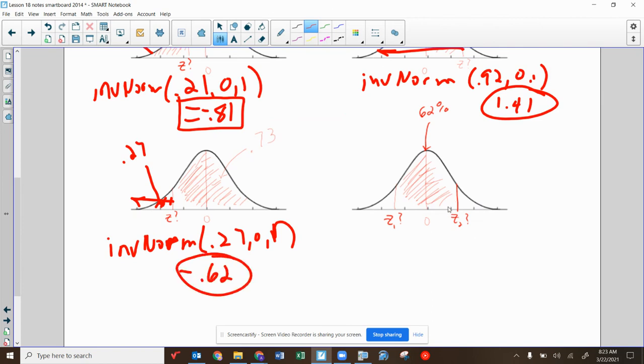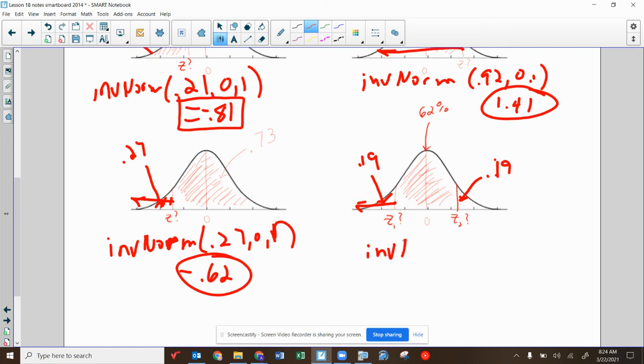Okay, so on this one, I want to find two scores. So if this is 62%, that leaves 38% left. And if these are even, we're going to assume that these are evenly spaced. This is the middle 62%. So half of 38 would be 19. So that means there would be 19% right here. Another 19% here. Okay. So from this line to the left would be 0.19.